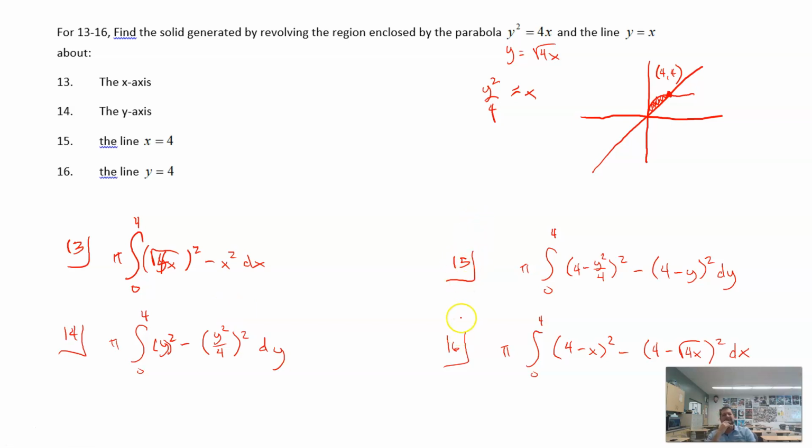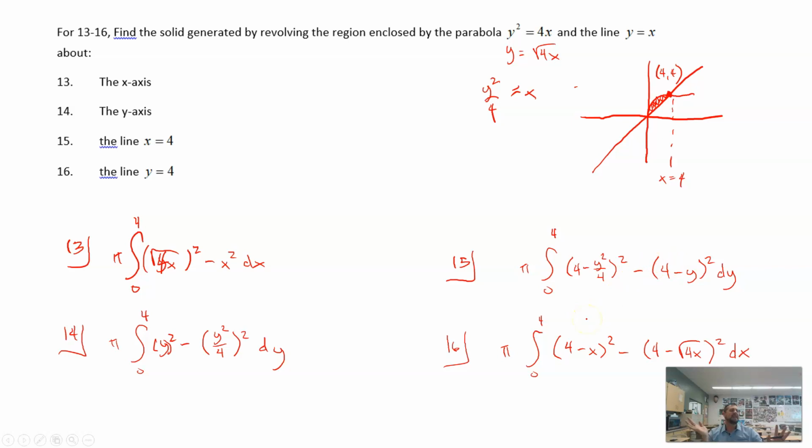You'll notice on 15 and 16 what we had to do, because we're revolving around different lines now. When I revolve around the line x equals 4, that's that line right there. So we're revolving around that. That's why I've got 4 minus y squared divided by 4.